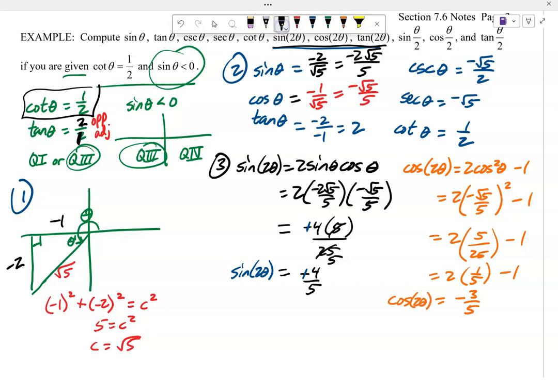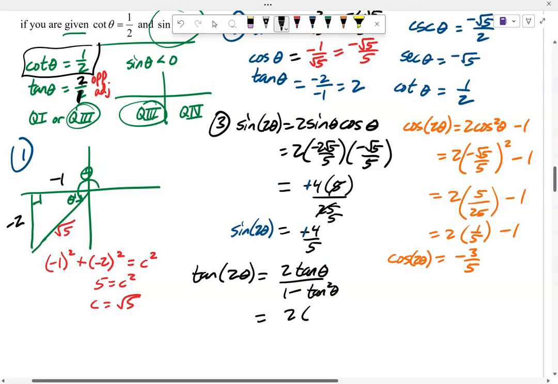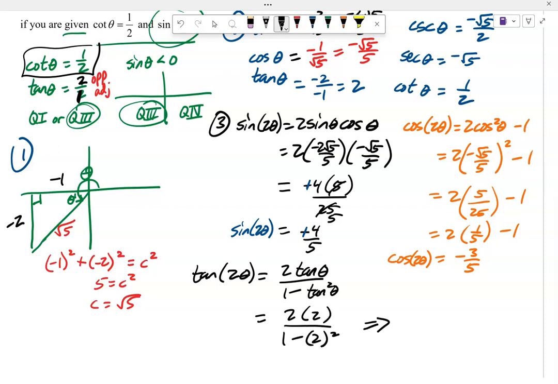And let's do the last double angle. That'd be the tangent of 2 theta. Again, look on my formula sheet. And you got 2 tangent of theta over 1 minus tangent squared. I know the tangent of theta is 2. So we got 2 times 2 over 1 minus 2 squared. So I got 4 over 1 minus 4. So I've got negative 4/3 for the tangent of 2 theta.